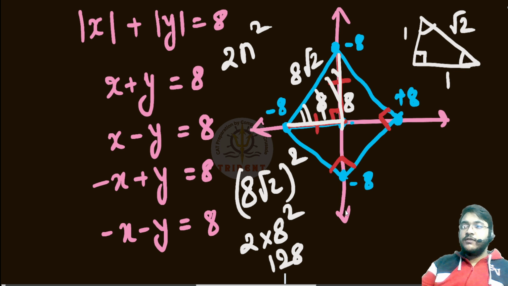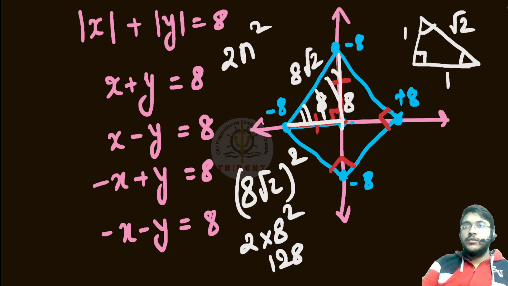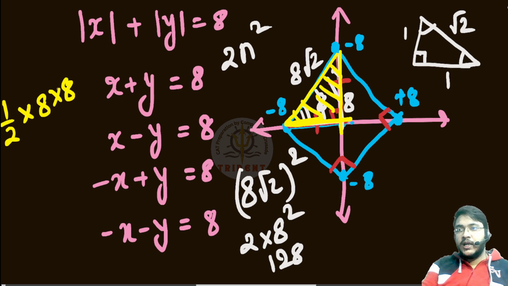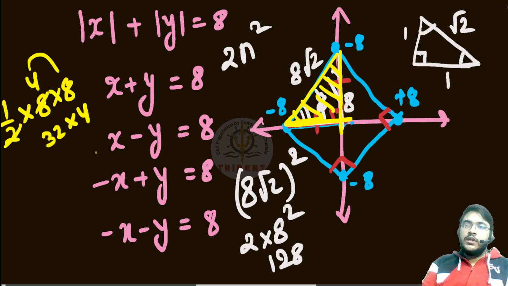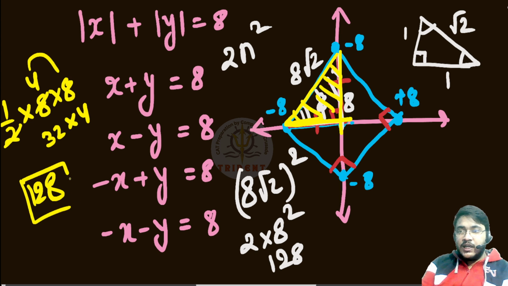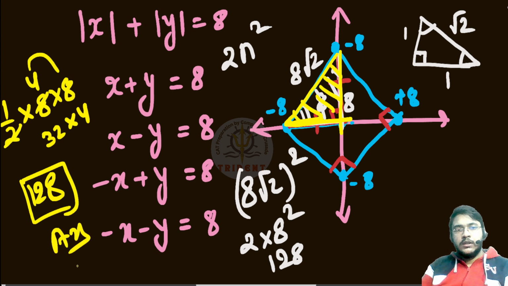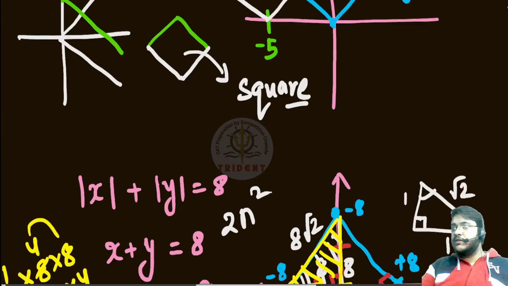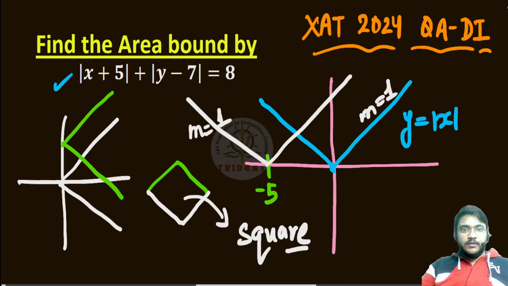But for some reason, if you are unable to do that, or if you don't remember the formula, all you need to do is just pay attention to this triangle, the triangle which I have shaded in yellow. That is half into base into height, which is half into 8 into 8, that is 32, and 4 such triangles are there. This is 1, 2, 3, 4, so 4 into 32 is 128 again. So a very interesting question, the type of question which I generally would have loved to explain.